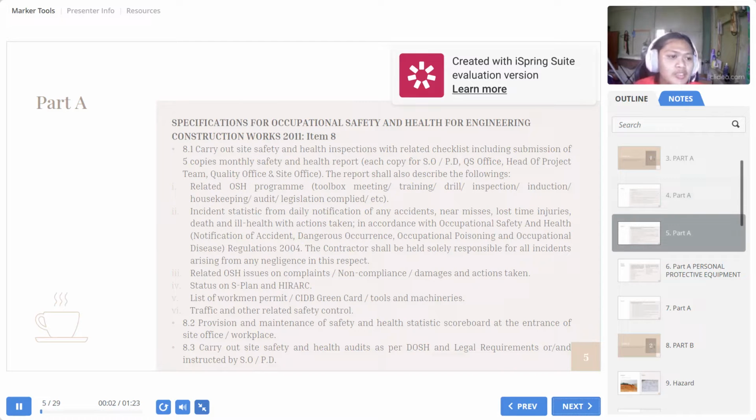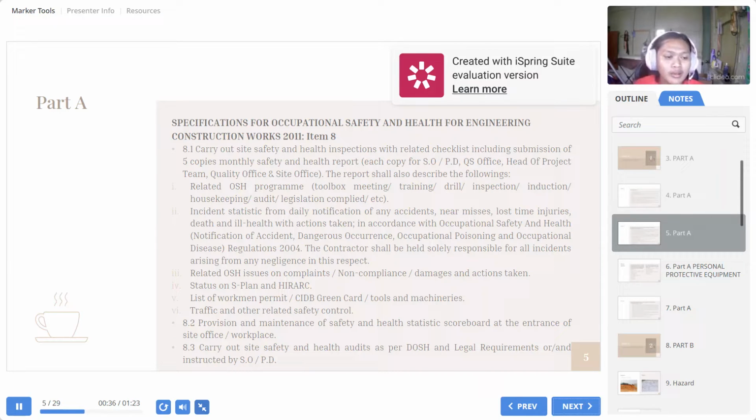The second point is the specification for occupational safety and health for engineers and construction workers from JKR, item 8. In item 8, they must carry out safety and health inspections and checklists and must submit 5 copies of the monthly safety and health report to their OPs, head of project teams, quality office, and set office. The report must have the related OSH programs like toolbox meetings, training, drills or inspections, induction, and the audit.